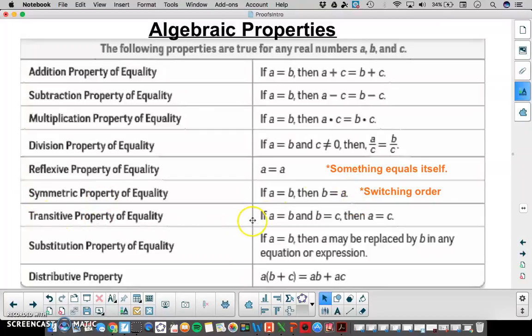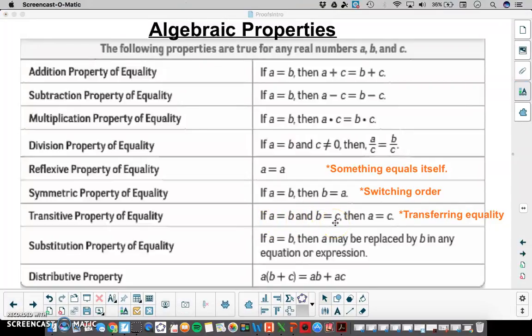Transitive property: if A equals B and B equals C, we can cut out that middleman and say that A equals C. This is transferring that equality. Because we knew they were both equal to B, we can say they're equal to each other. The substitution property is if A and B have the same value, we can replace one for the other in any expression or equation.